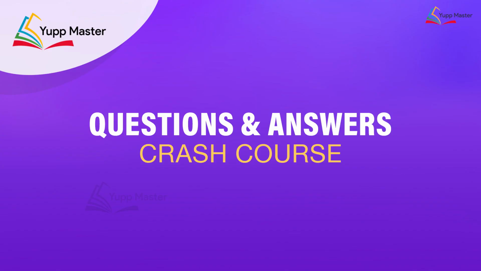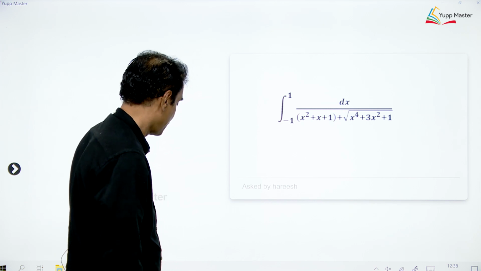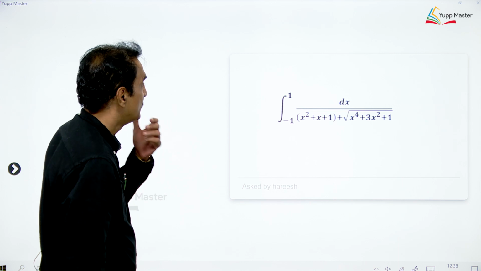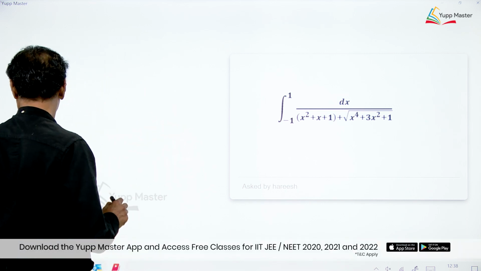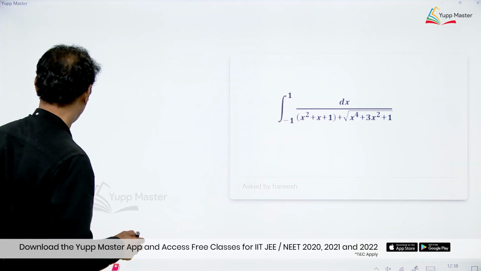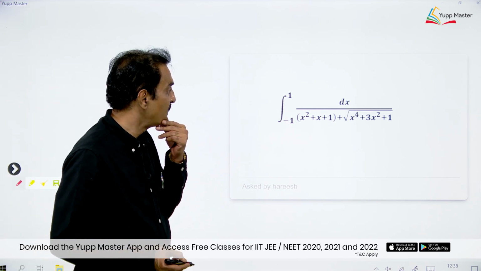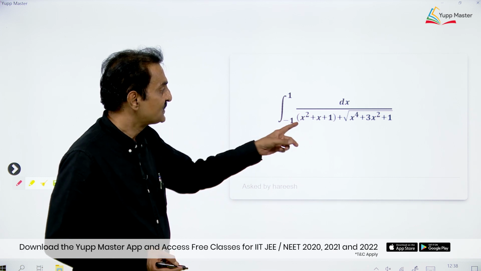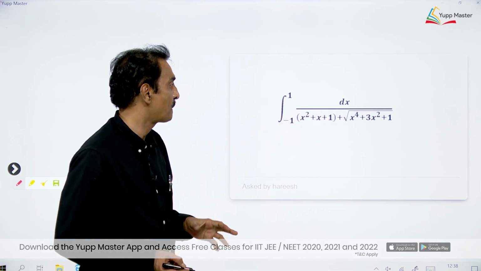Okay. Now, I am going to take up the doubts. Let us see the question. First question, asked by Mr. Harish. Integral minus 1 to 1 dx upon x square plus x plus 1 plus root over x power 4 plus 3x square plus 1.